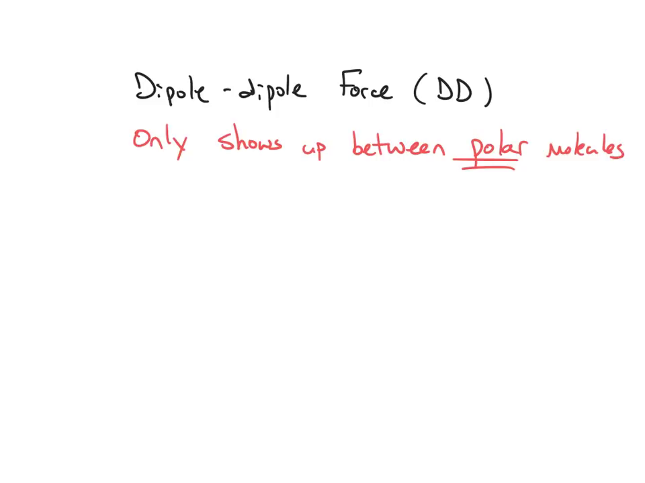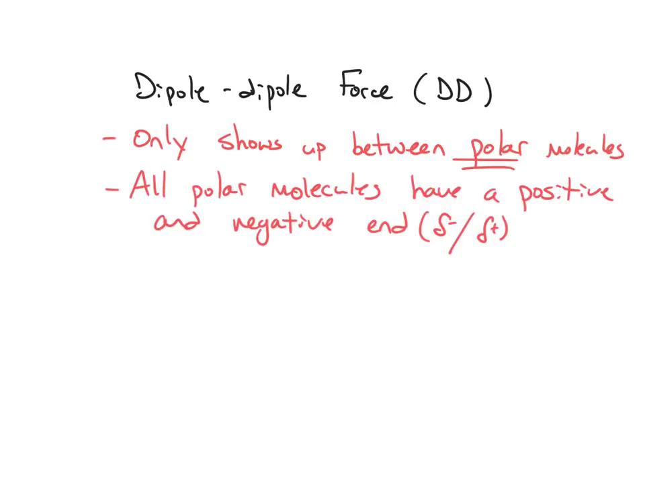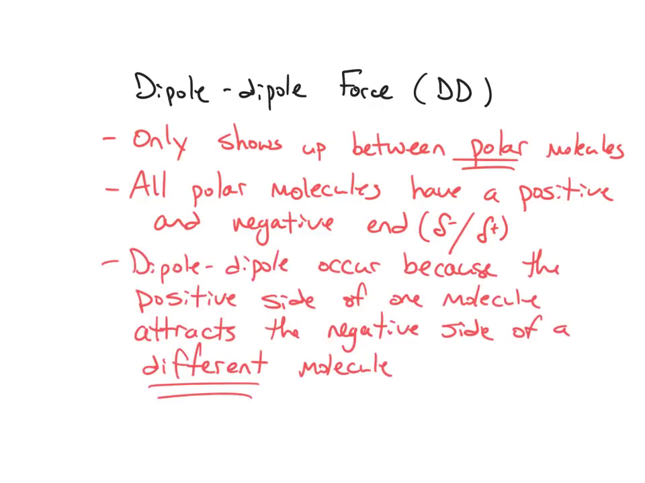In fact, the intermolecular force that I showed you on the last slide between the sulfur dioxide molecules is a dipole-dipole force. All polar molecules have a positive and a negative end, and we designate that end as the partial negative or partial positive. This symbol means partial. So it's not a full negative charge, but only a half. Think of it as a half negative and a half positive.